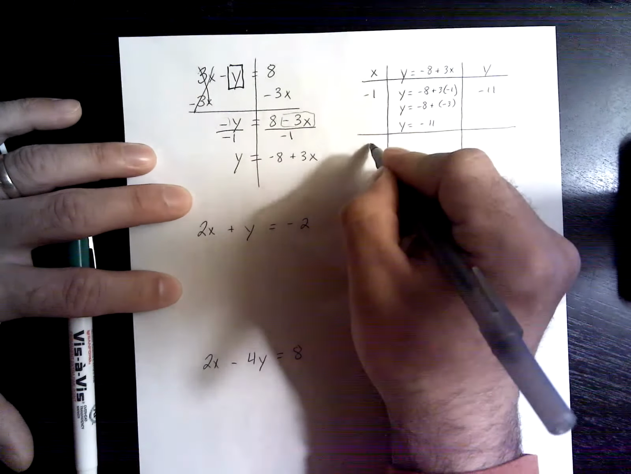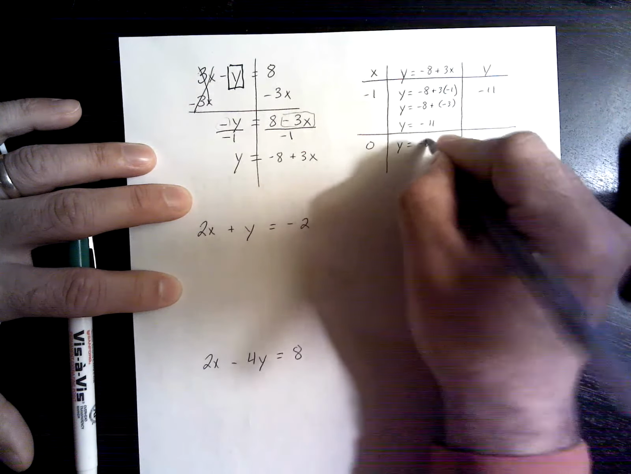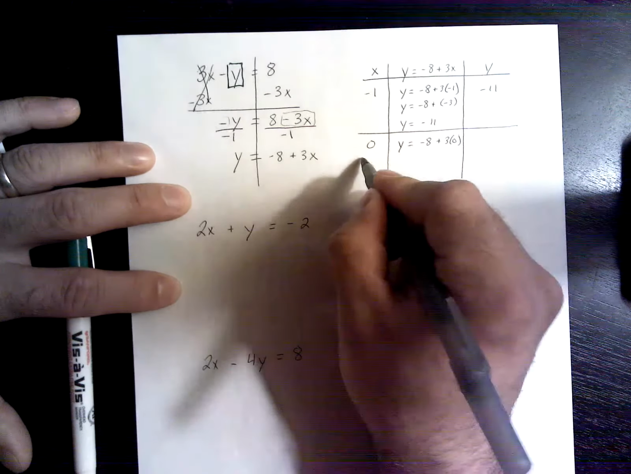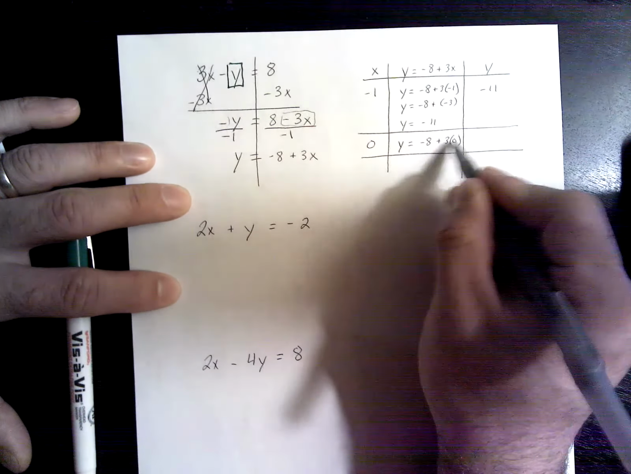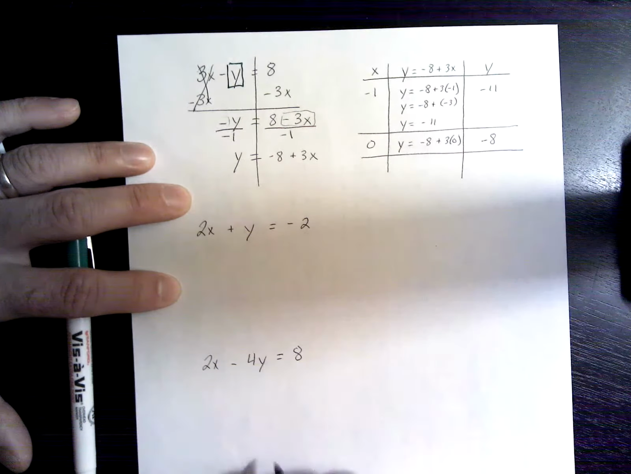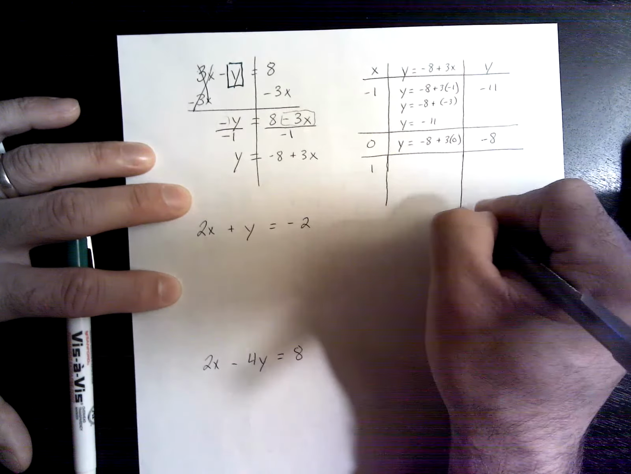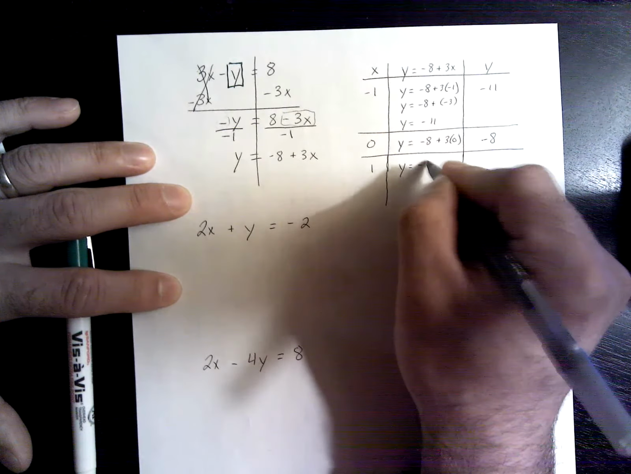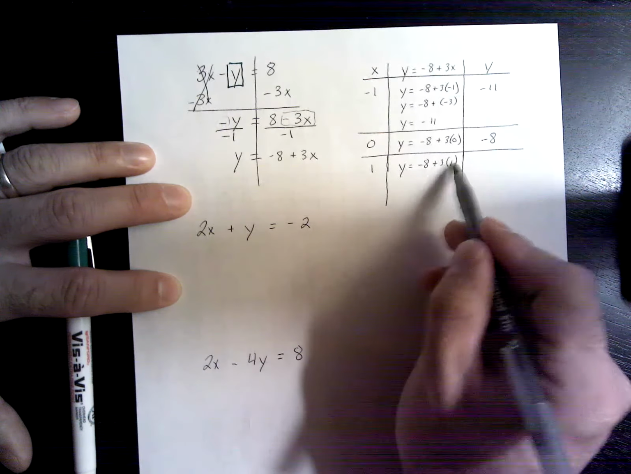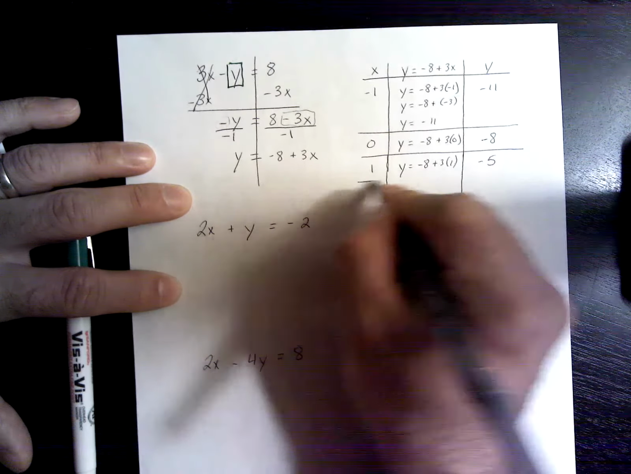The next value that I ask you to use is 0. So we would say that y equals negative 8 plus 3 times 0. So I don't think we need to work this one all the way through, because you'll see 3 times 0 is 0, and negative 8 plus 0 is just negative 8. The next value we deal with is a 1. So y equals negative 8 plus 3 times 1. 3 times 1 is 3. Negative 8 plus 3 is negative 5.